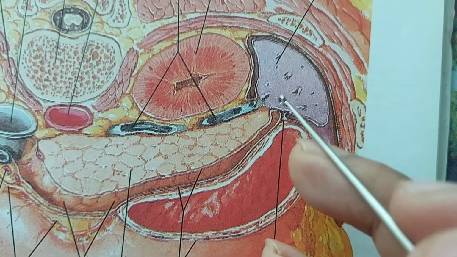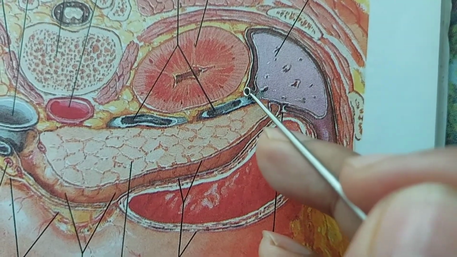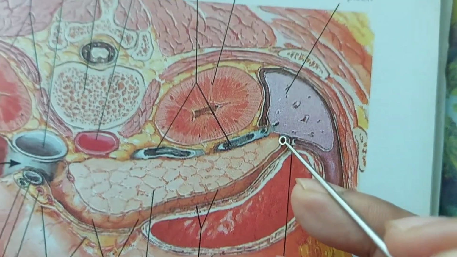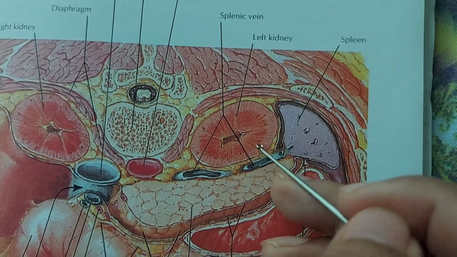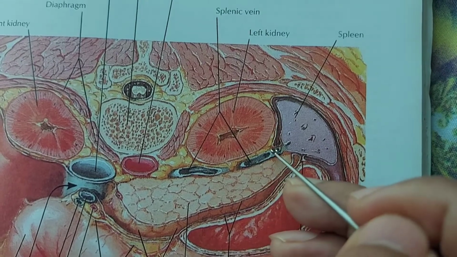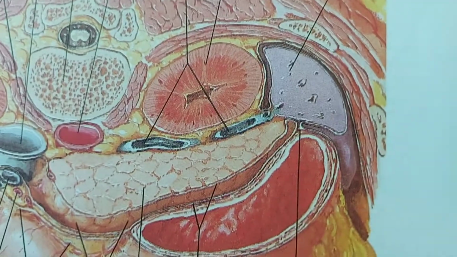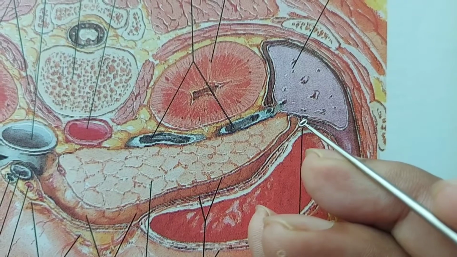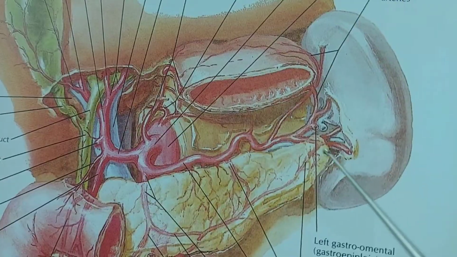From here we can see the anterior part is formed by the lesser sac and the posterior part is formed by the greater sac. In between, this ligament is known as the lienorenal ligament. Here we see that the lienorenal ligament contains the tail of the pancreas, and this is the splenic vein, and this is the kidney. So this posterior part is the lienorenal ligament. In the anterior part, it is the gastrosplenic ligament. This is the hilum of the spleen.